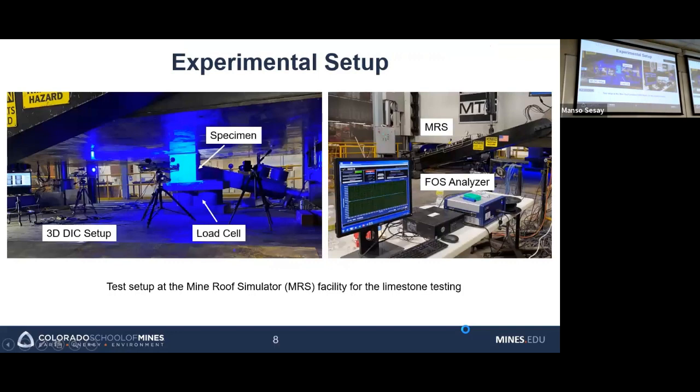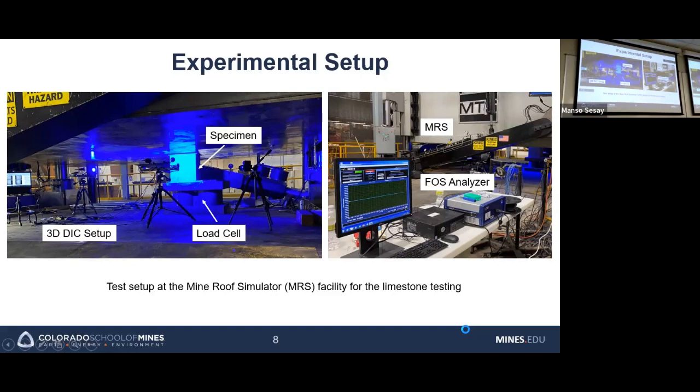Okay, so for the experimental setup, as I mentioned, we performed the uniaxial compressive test on the specimens at different width height ratios. As they are very large scale samples, we used the mine roof simulator facility at NIOSH Pittsburgh, because they have the capacity of 13 mega Newton. That's why we chose this facility. The dimension of the plate is around 20 feet by 20 feet, so we can fit very big specimens inside. And the maximum height can go to around 16 feet.